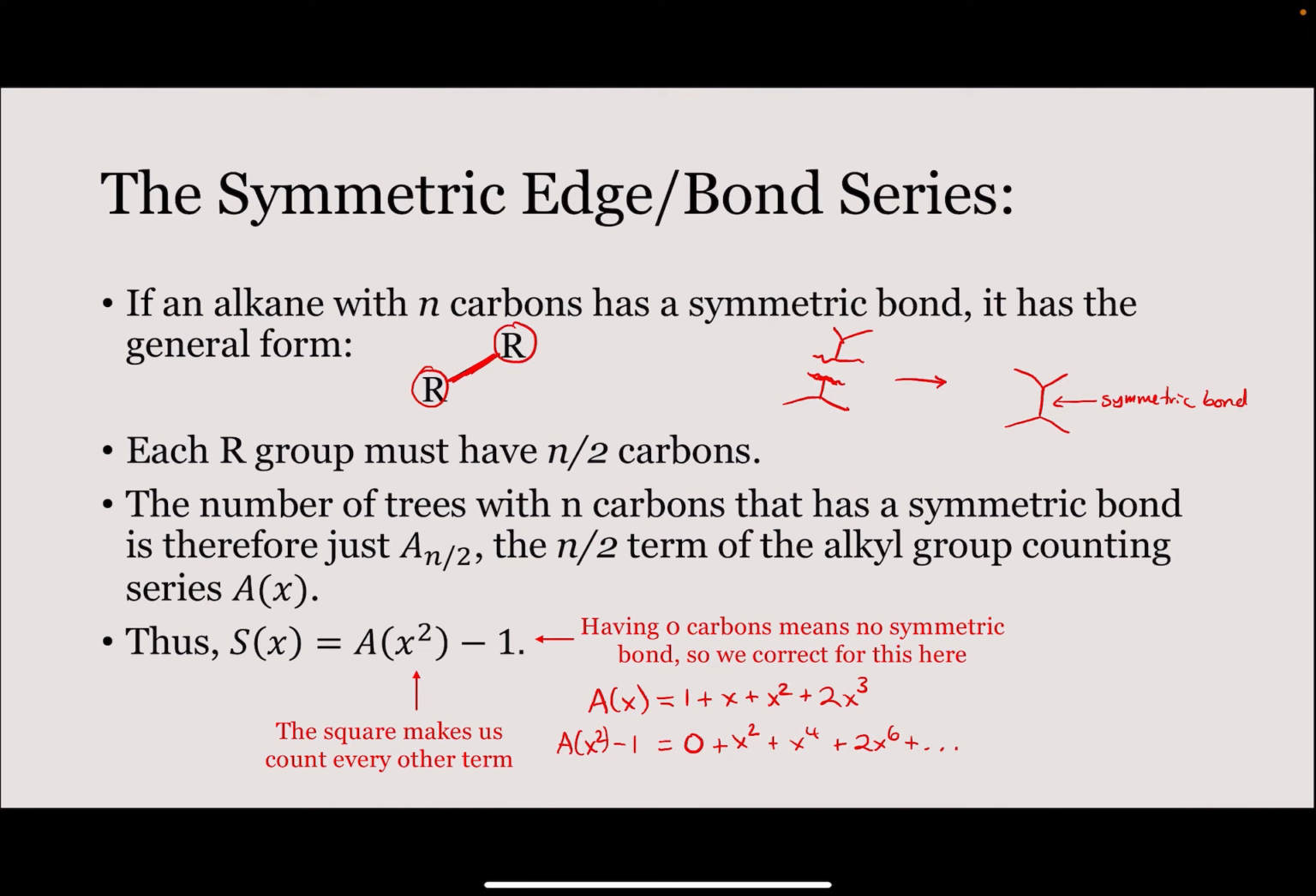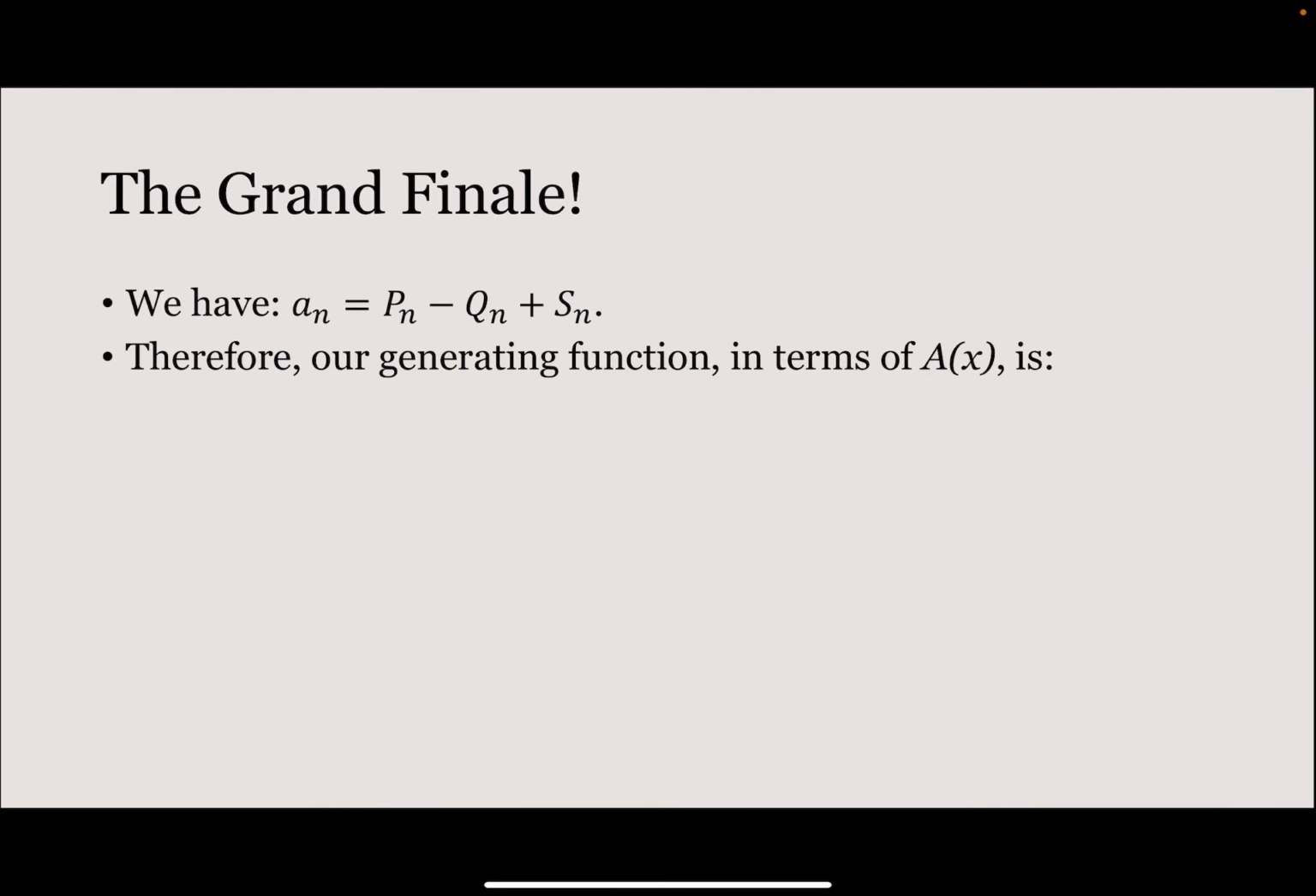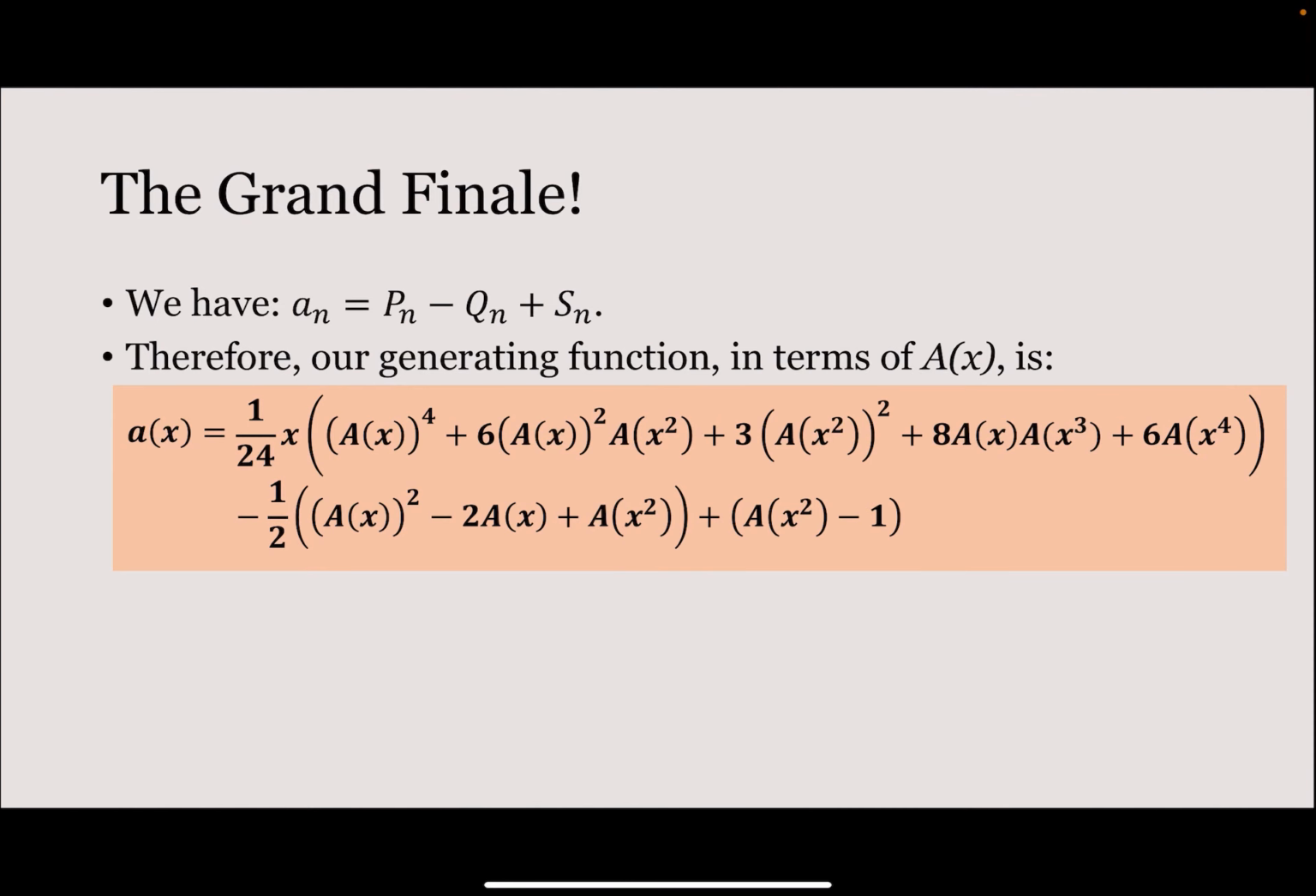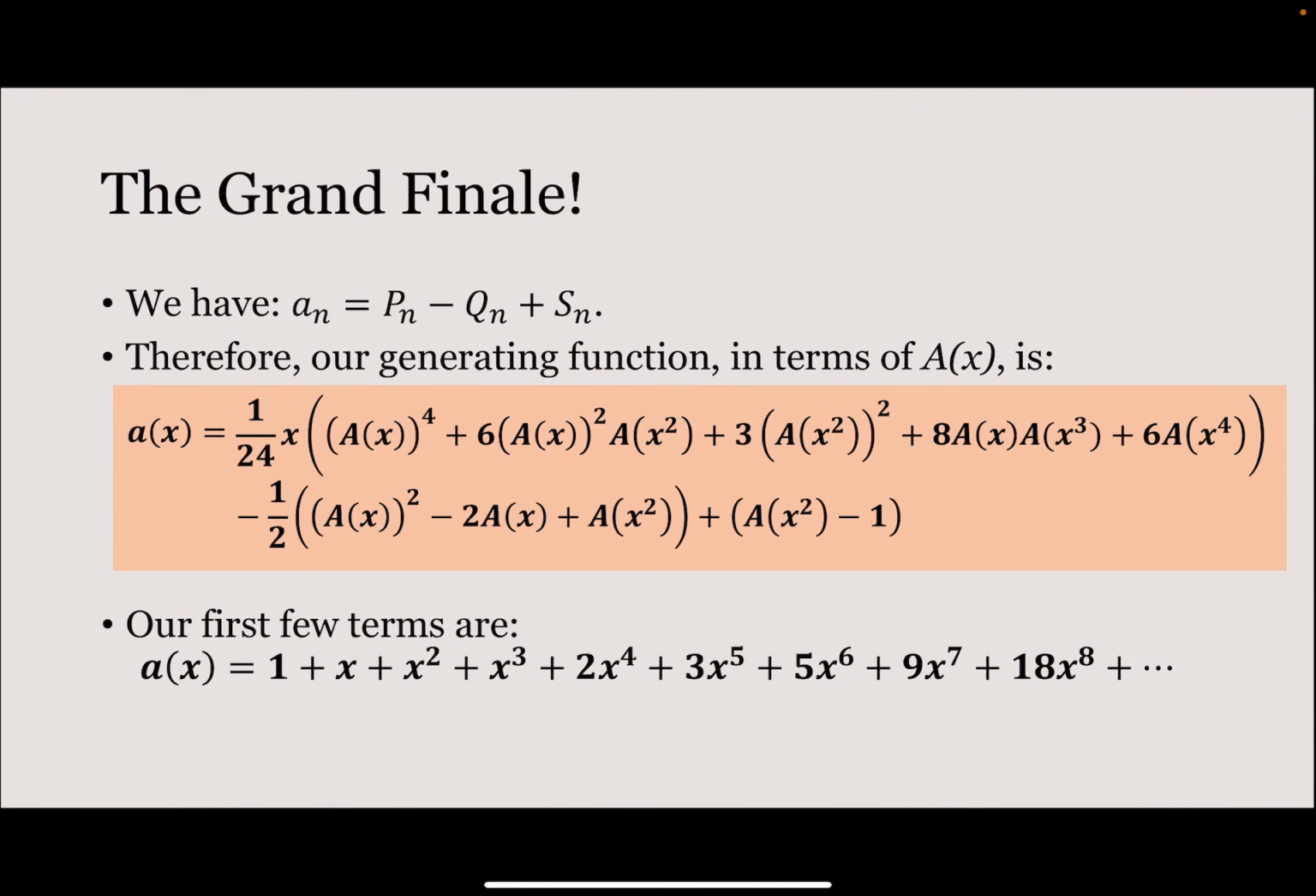Okay, now that we've done that, we are ready for the grand finale. Let's put everything together. We have this form over here, and our generating function in terms of A(x) is going to be this form. So the first part, the Pn form, subtract the Qn, add the Sn, is going to be our generating function. What you can do here is evaluate the first few terms: 1 plus x squared plus x cubed plus 2x to the 4th plus 3x to the 5th plus 5x to the 6th, 9x to the 7th, 18x to the 8th.